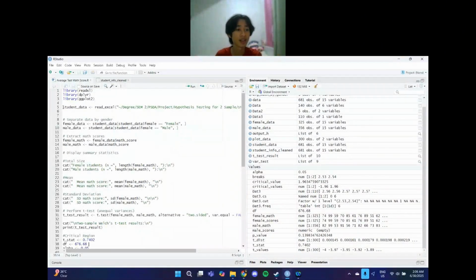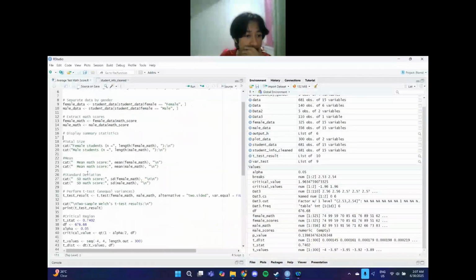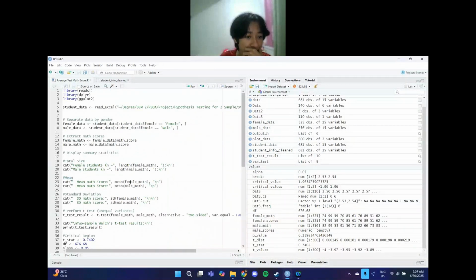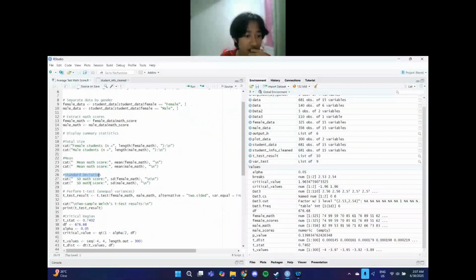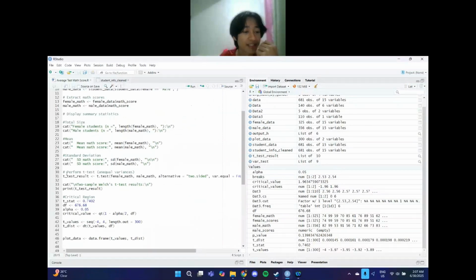As you can see here, we read the data from the Excel sheet, and this is where I separate the data by gender. We have female data and male data. Here I extract the math score, so we have female math and male math. In this part, I display the summary statistics, which is the total size, the length of female and the length of male. The mean of the math score and also the standard deviation are printed, and this is where the t-test will be performed.